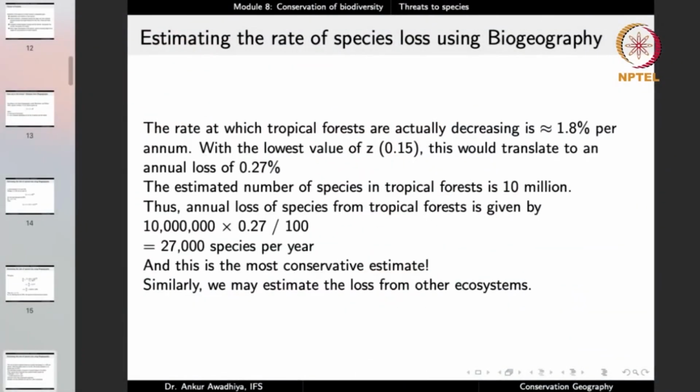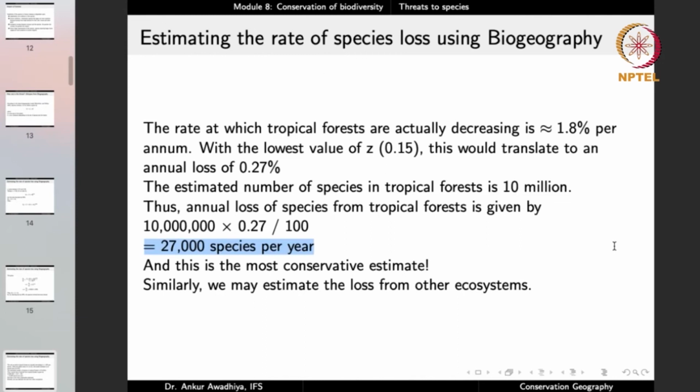But then if we look at the rate at which we are losing the tropical forests, it is actually 1.8% per year. And if we take the lowest value of Z, that is 0.15, it would mean an annual loss of 0.25%, a very small fraction. But then if we look at the estimated number of species, it is 10 million. Multiply 10 million with 0.27% and you get 27,000 species being lost every year. That is with the most conservative estimate, because we are taking the smallest value of Z.